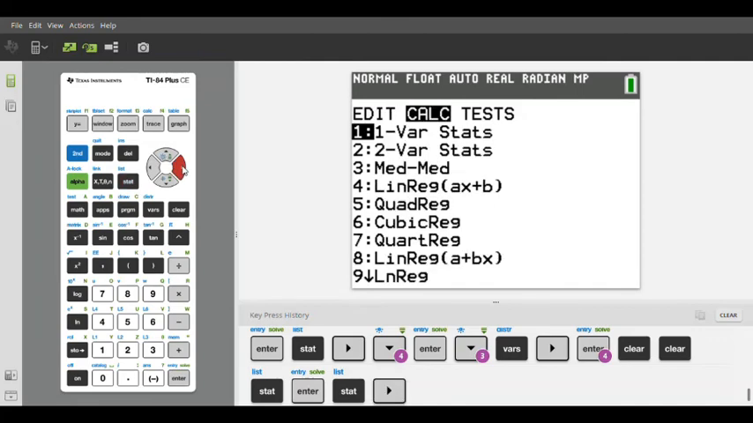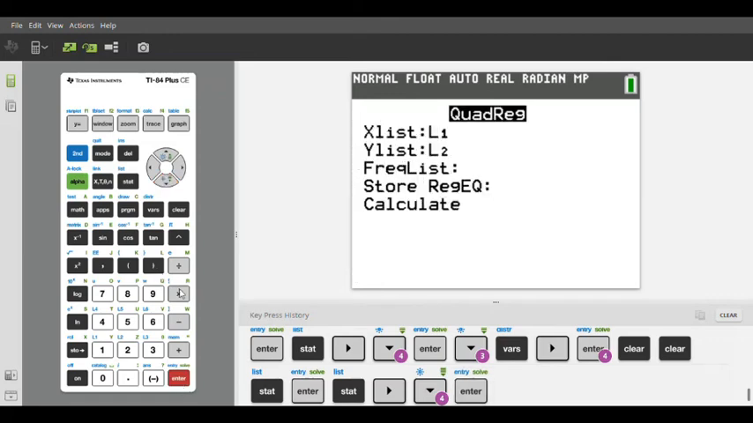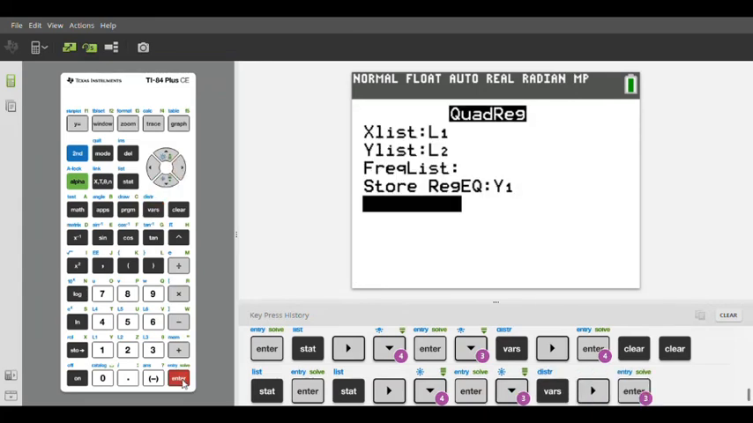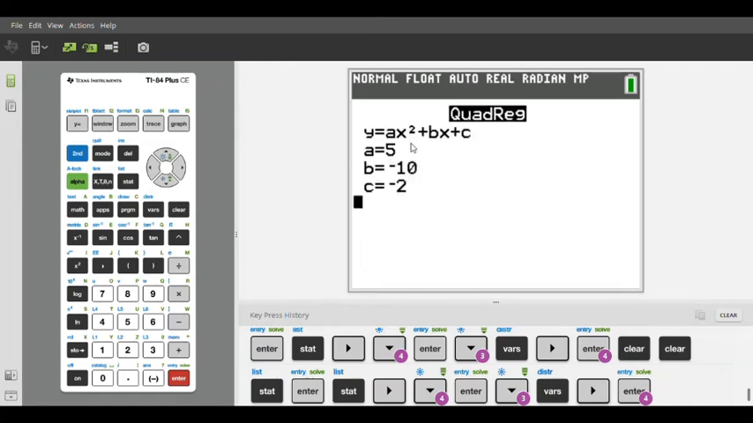Now I'm going to hit stat. We're going to go over to calc. We've done linear regression, but we're not talking about a line here. We're talking about a quadratic. So we're going to do quadratic regression. If we do that, you can store it in Y1 if you'd like to with the vars button, just like we were doing with the linear regressions. But we'll calculate it. And it doesn't give it to us in vertex form, it just gives it to us in the standard quadratic form, which is y equals ax squared plus bx plus c.